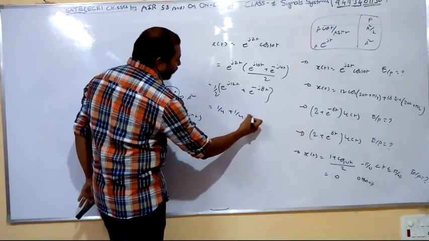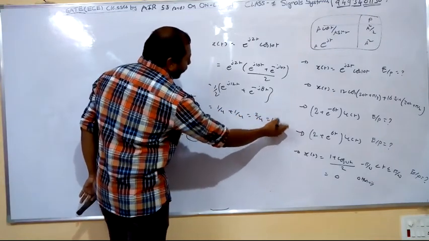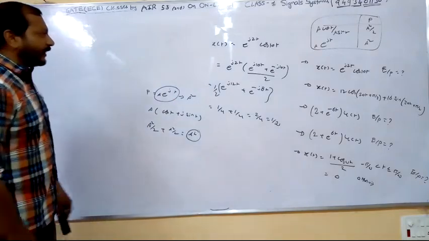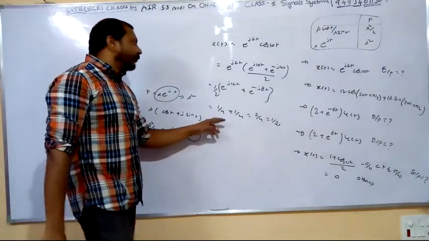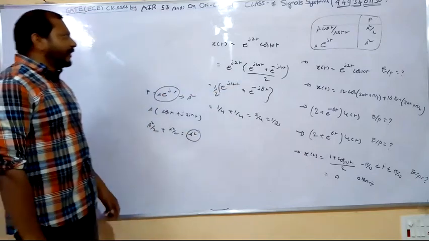So the corresponding power of this signal can be represented as 1 by 4 plus 1 by 4, is equal to 2 by 4, whose value is equal to 1 by 2. Directly you can write it.